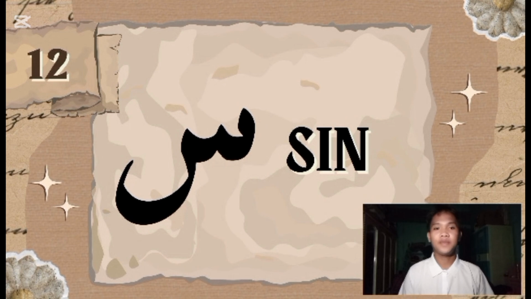Lastly, sin. When you pronounce sin, the tip of the tongue is close to the inner surface of the lower front teeth, and the blade of the tongue is near the hard palate, the roof of the mouth, without touching it. Air is directed along the groove of the tongue, creating a sharp, hissing sound. When you add fatha to sin, it will be sa. With kasra, it will be si. And with dhamma, it will be su.